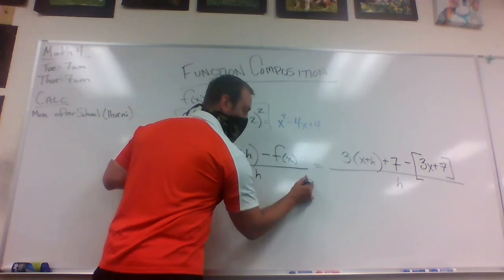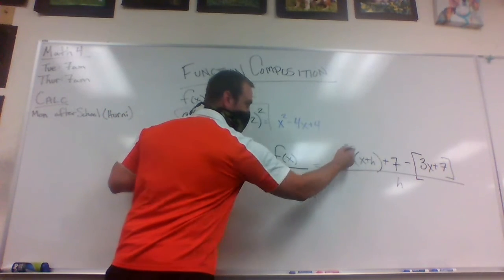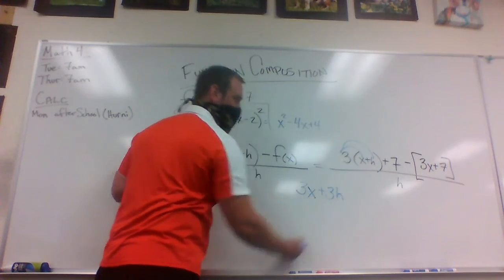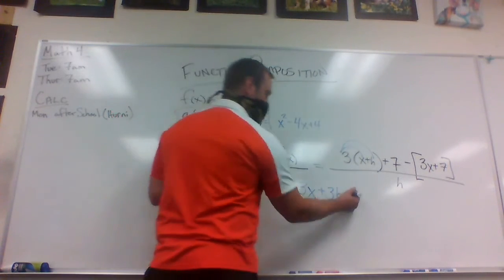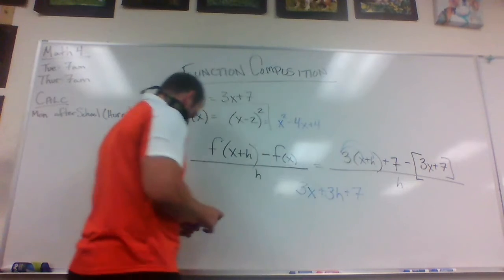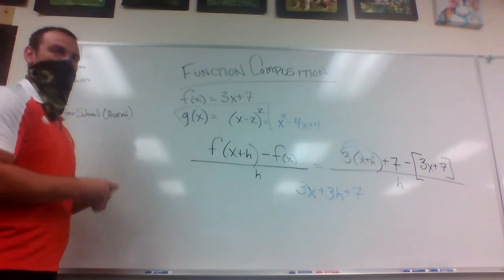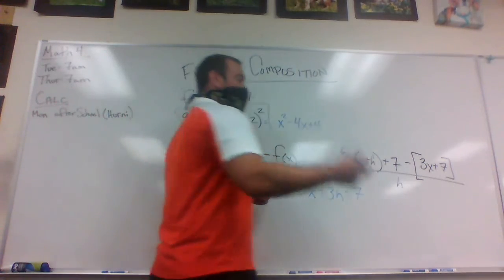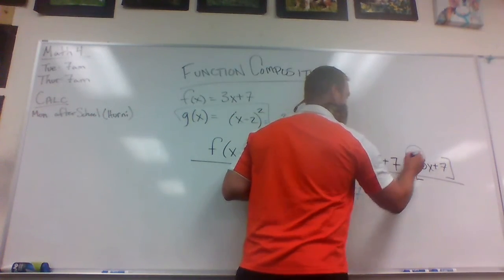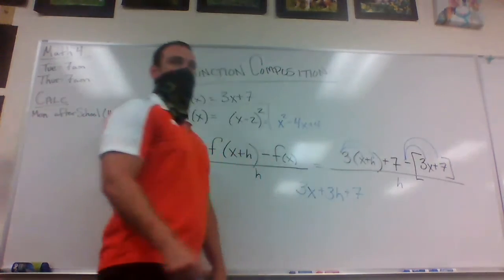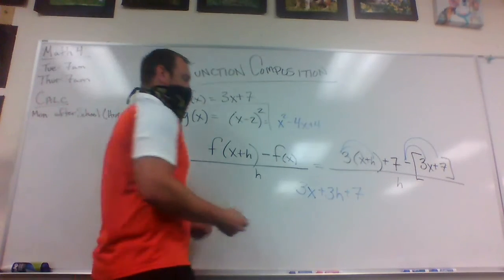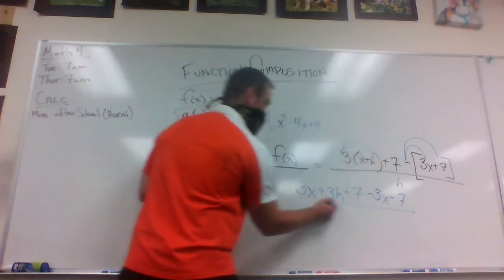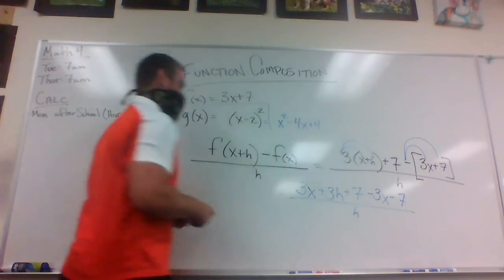So this is going to be 3x plus 3h plus 7, correct? Yeah, okay. Make sure you remember to distribute this to both parts. So it's really going to be minus 3x minus 7, all divided by h.